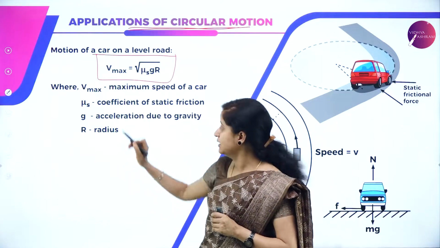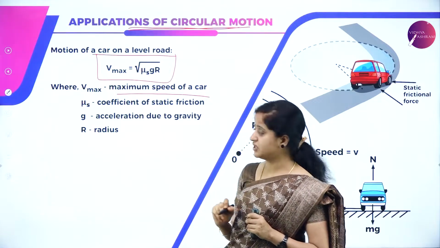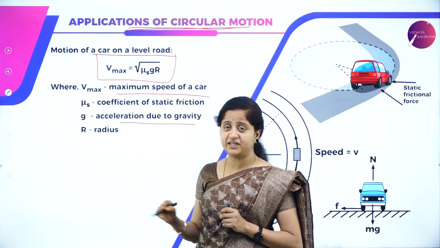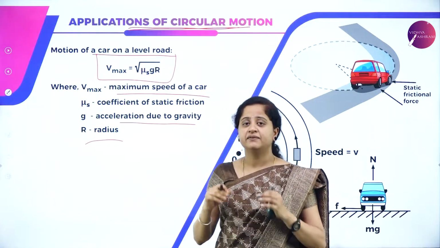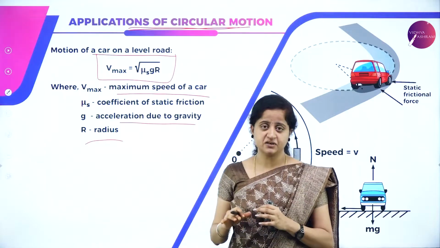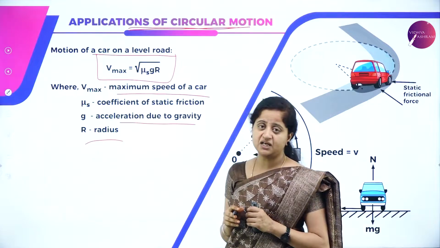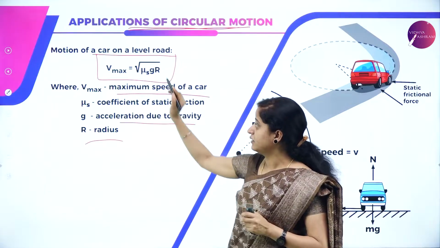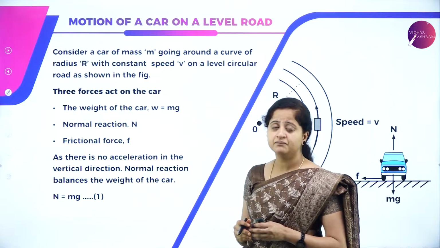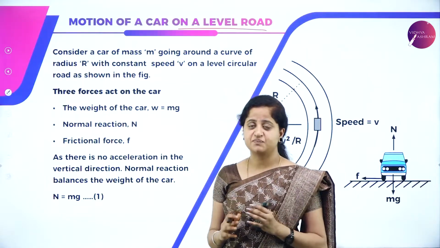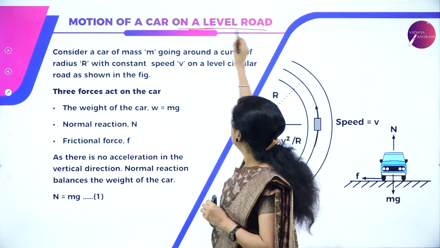In this expression, v max is the maximum speed of the car, mu s is the coefficient of static friction, g is the acceleration due to gravity, and r is the radius. From the above expression, we come to know that the maximum speed of a car does not depend on its mass. It depends only on the coefficient of static friction, the radius, and the acceleration due to gravity. Based on this idea, let us now derive the expression for the maximum safest speed for a car traveling on a level road.